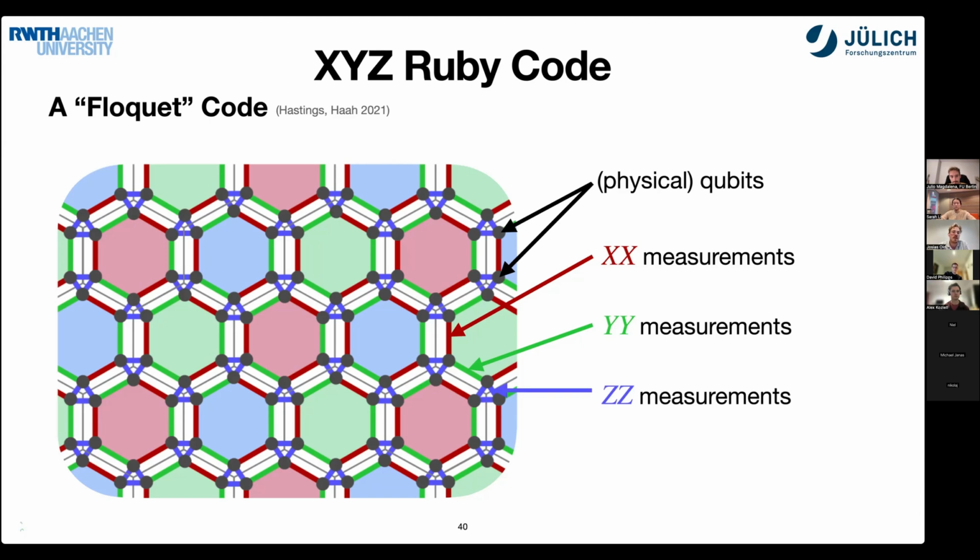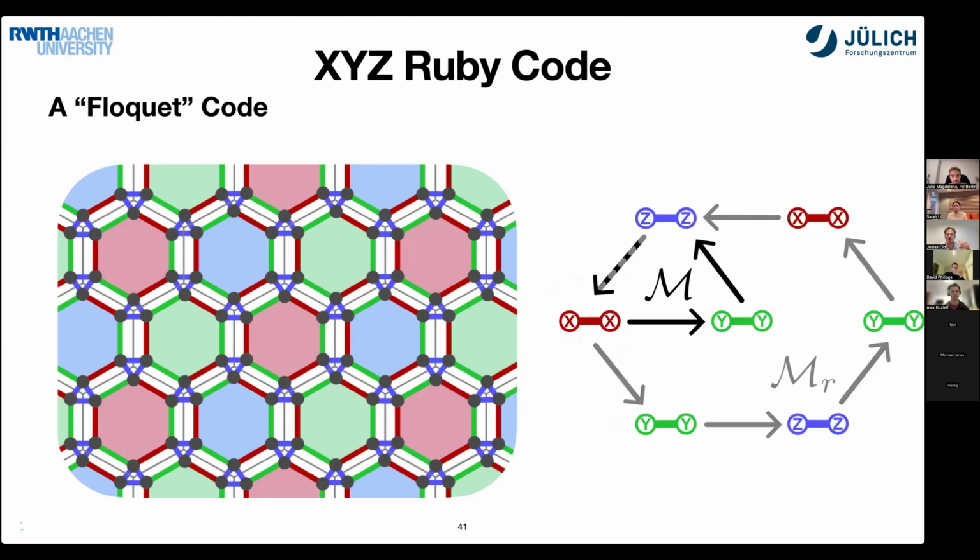Now the Floquet code that we analyzed, we called the XYZ Ruby code, because the space it lives on is this. This is where we put these physical qubits, here depicted as black dots on this hexagonal lattice, which has doubled edges or tripled vertices, however you might like, which is also sometimes called the Ruby lattice. And then every colored edge, R, G, and B, corresponds to a two-body XX, YY, or ZZ measurement, which we will do in a specific time order.